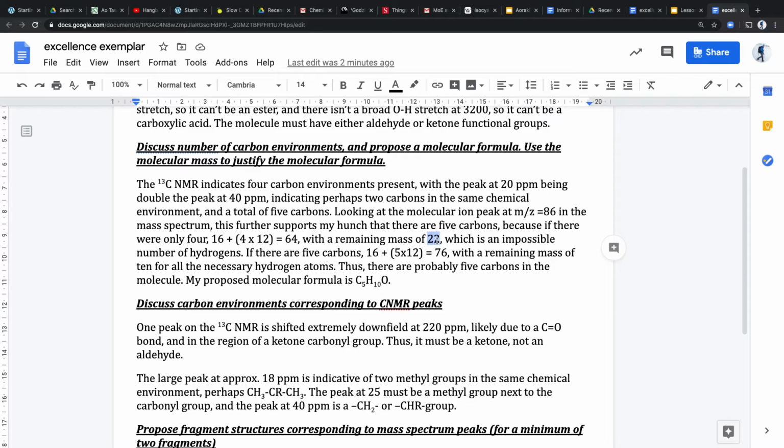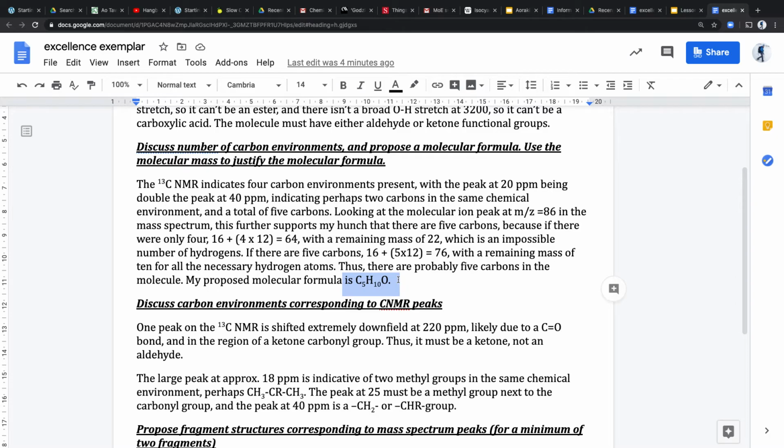So once again, you're saying, here's why I think I'm right, that there are 5 carbons. But, okay, what if there are 5 carbons? What if my hunch is correct? 5 times 12 is 60 plus 16, that adds up to 76. And that means the remaining mass of 10 must be hydrogens, and that's a more reasonable number of hydrogens. So I'm proposing, in conclusion, that the molecular formula is C5H10O.